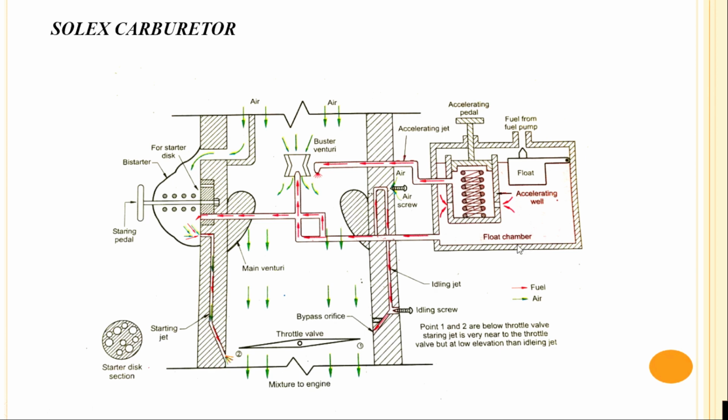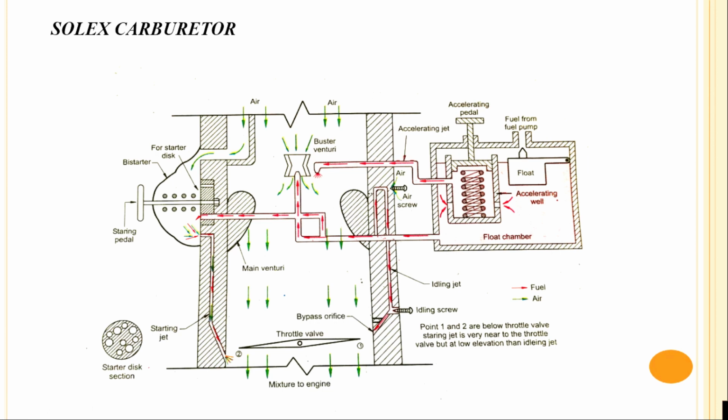Second one is the main jet. Another feature of this carburetor is the provision of a booster venturi in addition to the main venturi. The fuel from the main jet is supplied into the booster venturi.